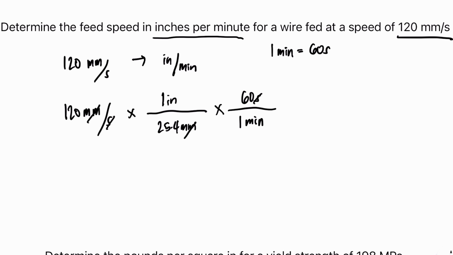As you can see, the remaining units are inches and minute. Operating that equation will give you 283.5 inches per minute of feed speed. So this is your answer.